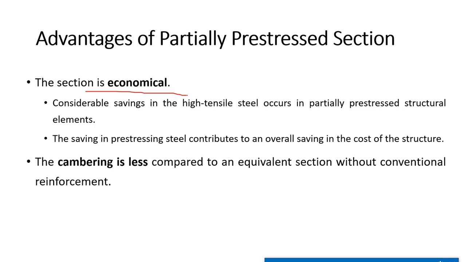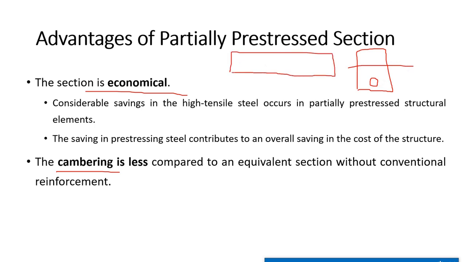The second is the cambering is less compared to the equivalent section without conventional reinforcement. Cambering is nothing but what happens when we apply the prestressing force. So if you consider a cross section, we will usually be providing the prestressing steel below the neutral axis, somewhere here. And if you consider an elevation, prestressing force will be applied in this portion. Okay, and when we cut the tendon for a pretension case, or when we apply the prestressing force, there is a chance for this to bend in this direction, in the upward direction. So that is called cambering.